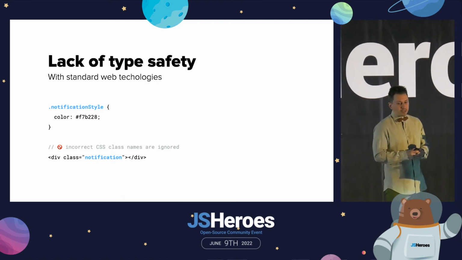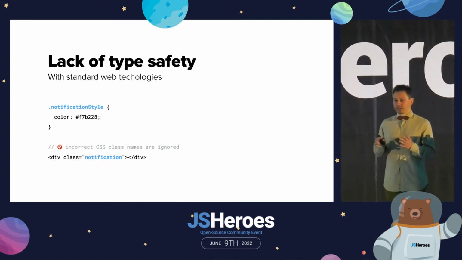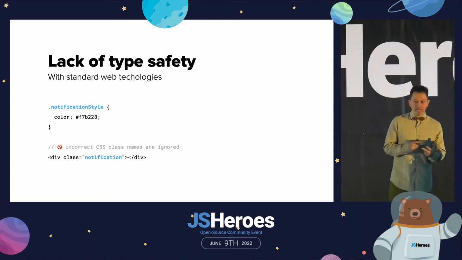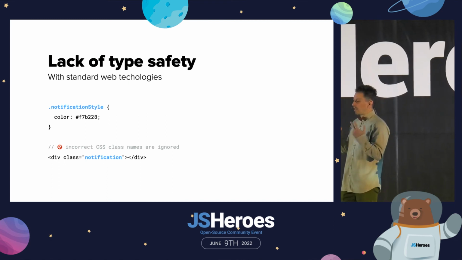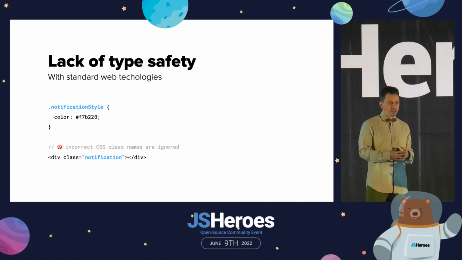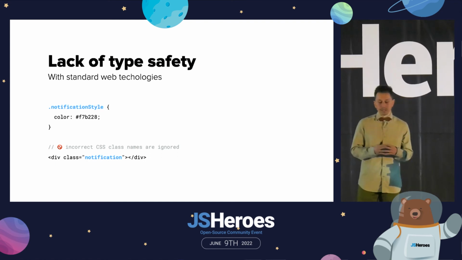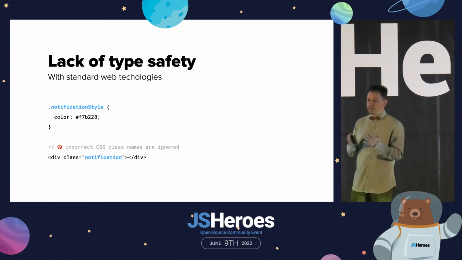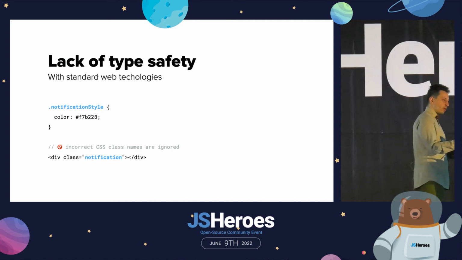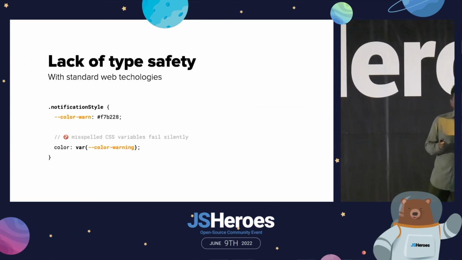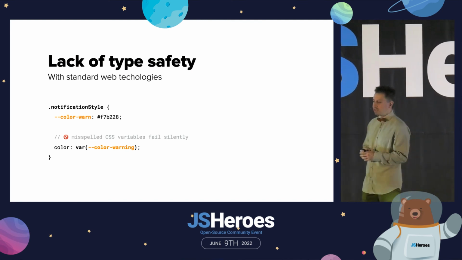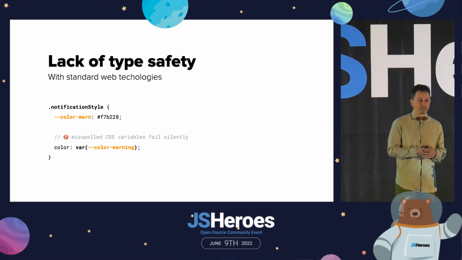Standard web technologies typically lack any kind of type safety, and I'm referring here to HTML, CSS, and JavaScript, right? We can use, for instance, any incorrect and non-existing class name in our HTML code. Nobody will warn us about this, right? The browsers will simply ignore these classes. The same applies to CSS variables. You can use any misspelled variables or non-existing ones. The browser will fail silently without warning us.